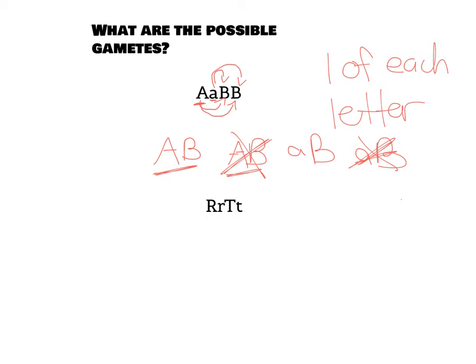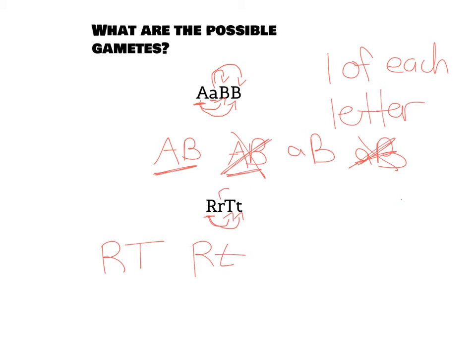All right, so I'm going to start with my R's. And remember, 1 R per gamete. So I'll start with my first R. Write that down. Take it to my first T. Okay. To my first R again. Take it to my second T. All right, I'm done with my first R's.